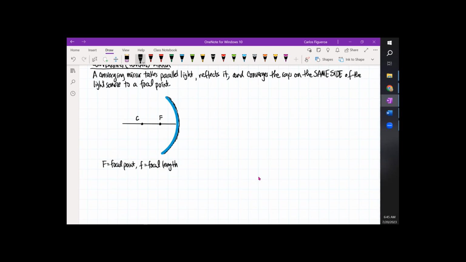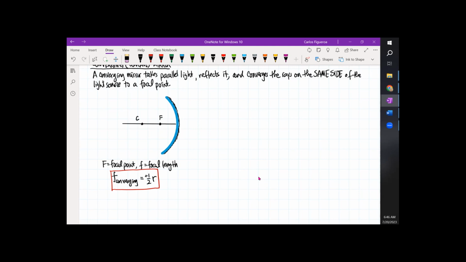Now, it turns out that the focal length of a converging mirror is exactly 1/2 the radius of curvature, and it has a plus sign. So now I could say that this from here to here is the focal length of a converging mirror. So you know what? I'm actually not going to write that.